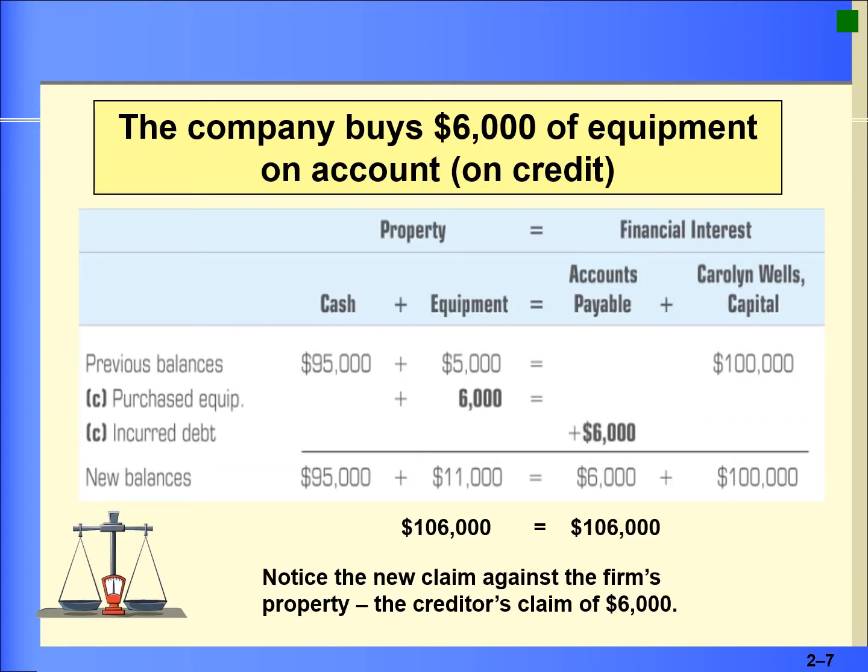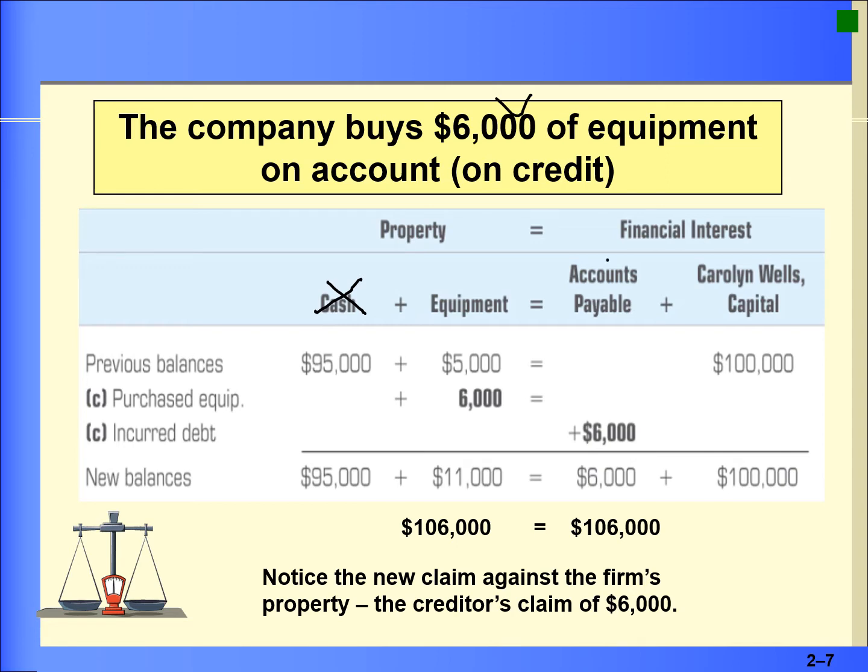Here is another type of transaction. Notice the company bought $6,000 of equipment on account. That basically means it's credit. They haven't actually paid cash for it yet. So when you go to look at how the equation is going to work out, since we didn't pay any cash yet, cash is not affected, you increased equipment, so that's going to have an effect.